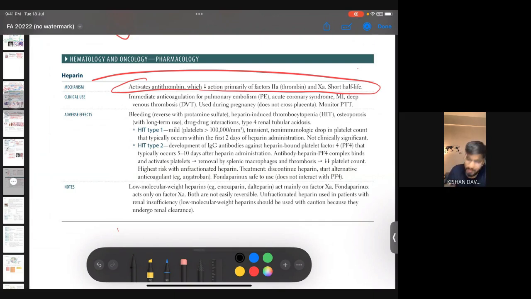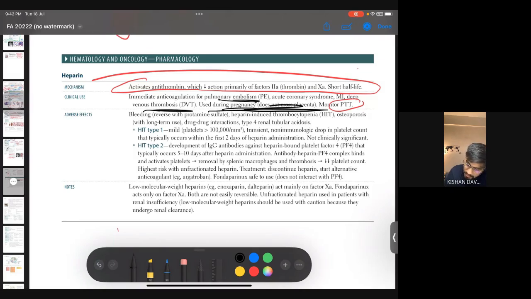Coming to the clinical use, heparin and warfarin are used in so many cases, so mostly Step 1 is not going to ask you where it is used. But still, there are one or two questions. So let's note it down: DVT, pulmonary embolism, and it is used during pregnancy. To monitor heparin, one question is asked every time: PTT. We will measure by PTT. Now let's see the adverse effects.